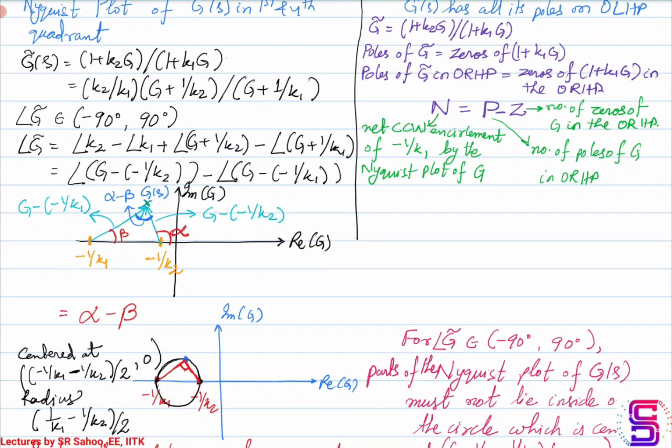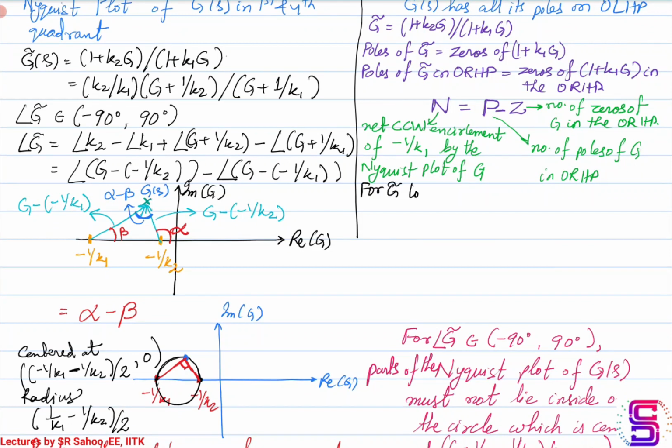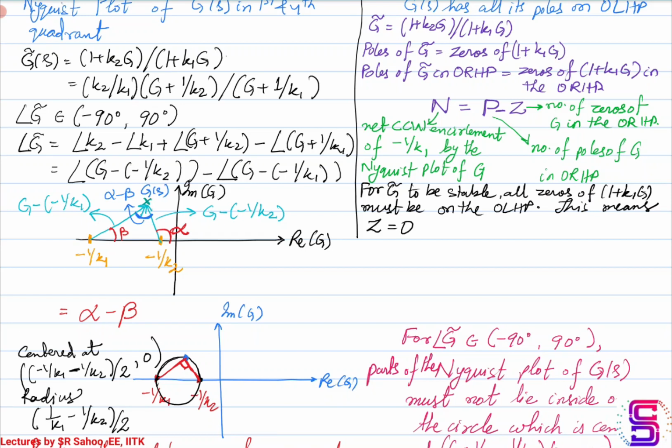Now, if G tilde has to be stable, or has to have all its poles in the OLHP, you need that all the zeros of 1 plus k1g must be in the open left half of the S plane. Okay. For G tilde to be stable, all zeros of 1 plus k1g must be on the open left half of the S plane. This means Z must be equal to 0.